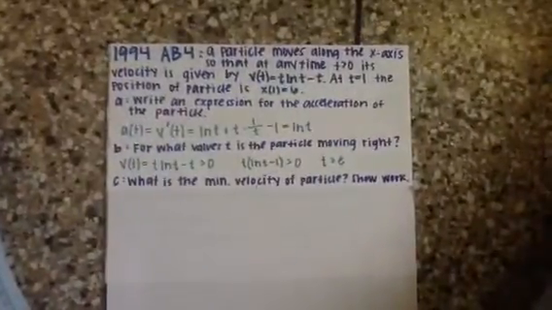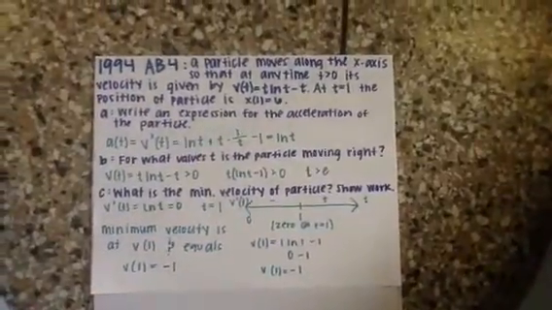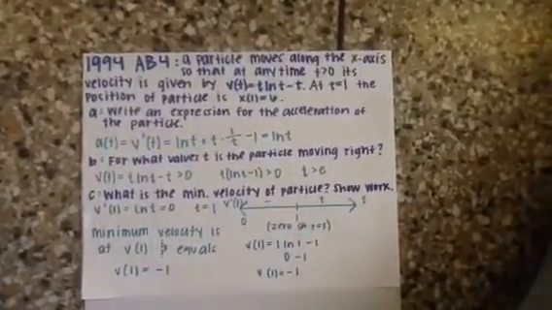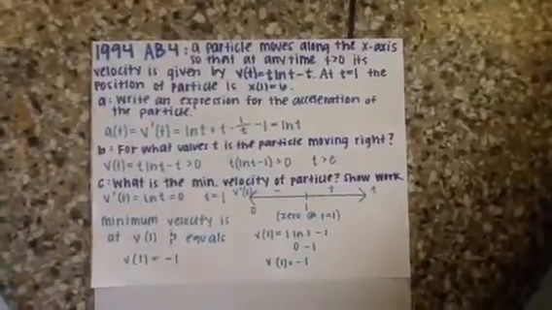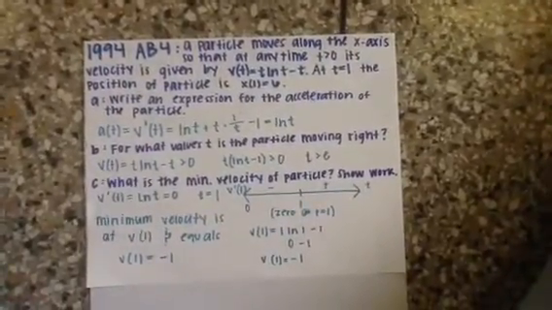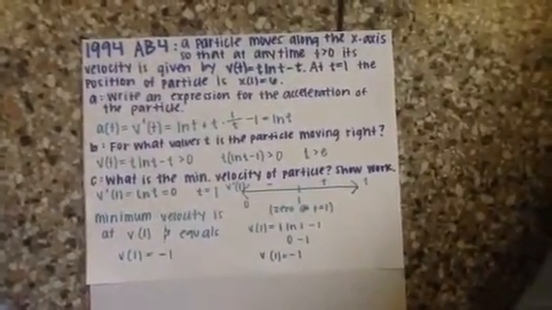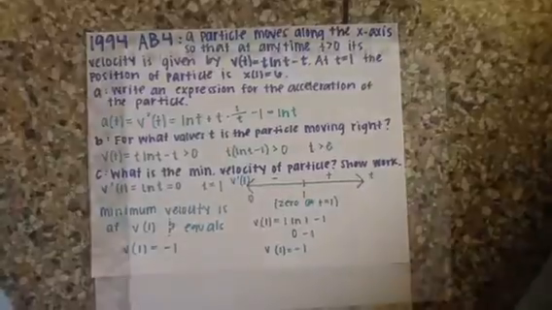Part C. What is the minimum velocity of the particle? To find it, you set ln of t, the derivative of the velocity formula, equal to 0 and find that t equals 1. Therefore, your only 0 is at t equals 1 and you find where it's positive and negative. Your minimum velocity is at v of 1, which equals negative 1.